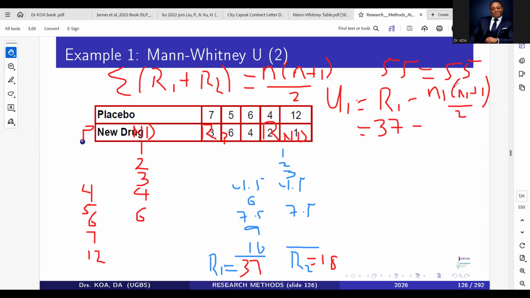Minus N1. When you go to the placebo group, the total sample within the placebo group, how many were there? 5. Then you have this 5 again plus 1. What is that? 6. 6 times 5? 30. 30 divided by 2? 15. So you do 15 and then try and find the answer. What is the answer?